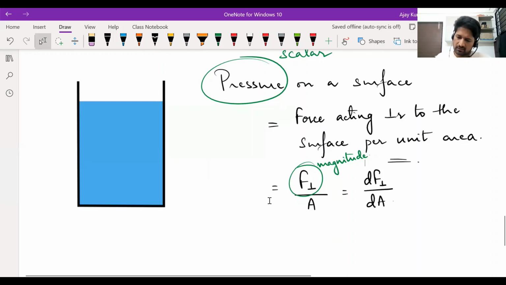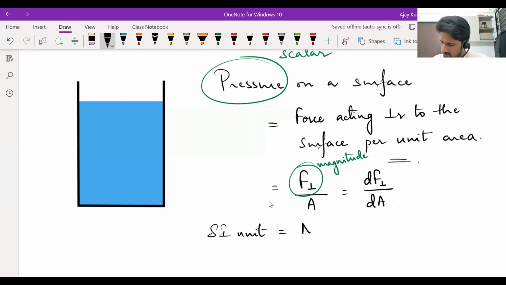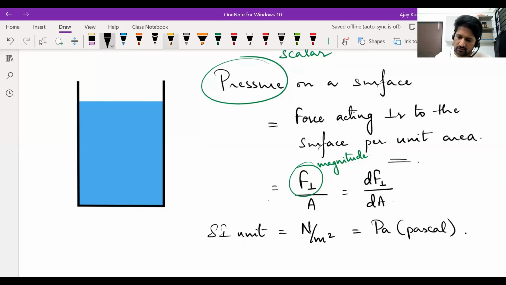Okay. Now, obviously, since it's force per unit area, the SI unit of pressure will be Newton per meter square, which is commonly called Pascal. I hope you all know this. It's named after a scientist. But if you're writing the full word, it has to start with a small letter. It's a rule. The symbol can start with a capital letter as given in the SI system. But if you're writing the full name of the unit, it has to be written in small letters only. It's a rule actually.